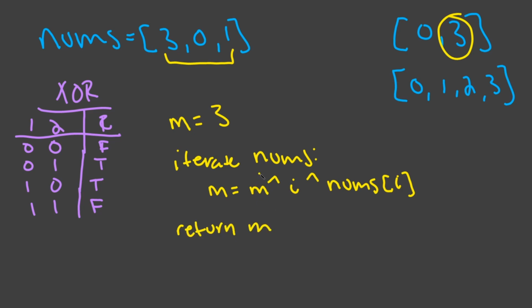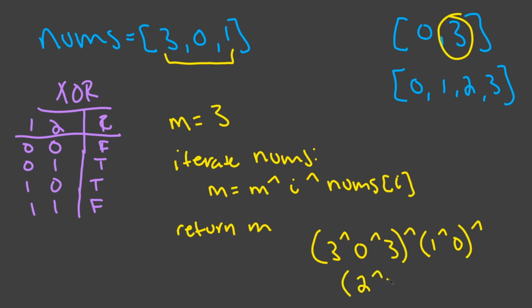So I know that looks too easy, so let me show you that it works. So let's say m is 3 to begin with. We're going to XOR that with i, which would be 0, and then nums at i would be 3. So we XOR that together. So that's our first iteration. Then after that, we take this result, XOR it with the next iteration, so that would be 1 XORed with 0. Okay, so next iteration now, I'm going to write it down here. That would be 2 XORed with 1, because that is the current number we're looking at.